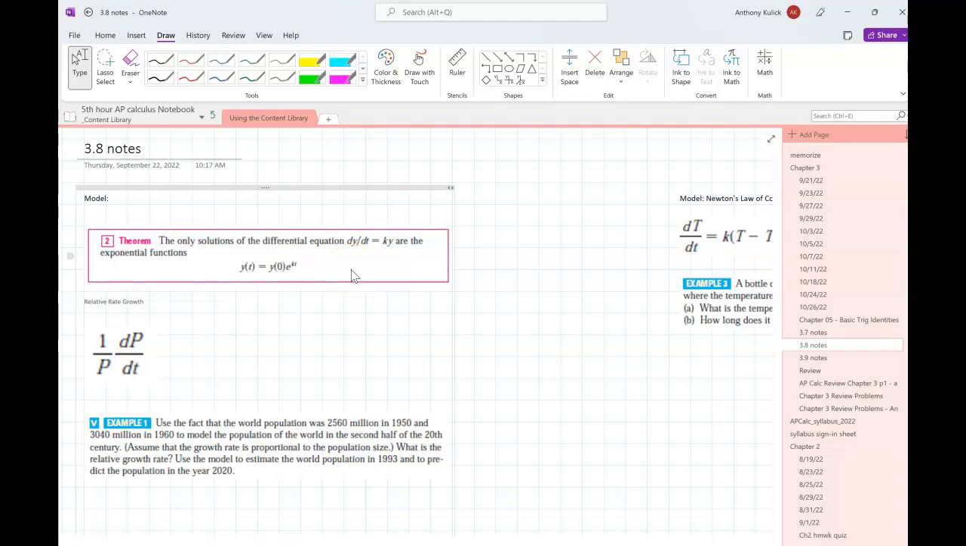All right. So in 3/8, again, this is just like a section of story problems. So these are all about exponential growth and exponential decay. It says that the only solutions of the differential equation dy/dt equals ky are the exponential functions of the form y(t) equals y(0) times e to the kt.